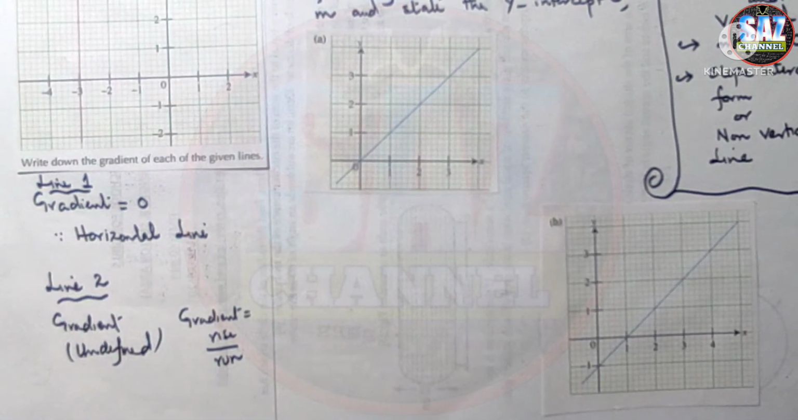I hope you are really clear how we are observing and how we are deciding that the gradient is either 0 or undefined. And why is it 0? Because line 1 is a horizontal line, and line 2 is a vertical line. So if the features of the lines are in your mind, then you can easily decide what type of line it is and what the gradient of that line can be. Moving to question number 2.